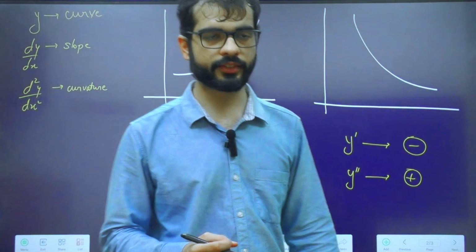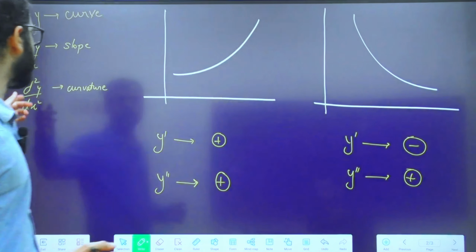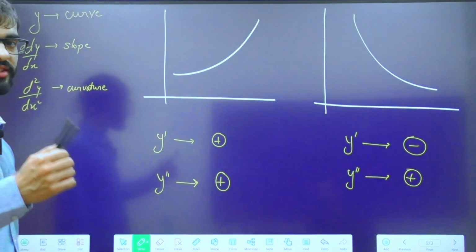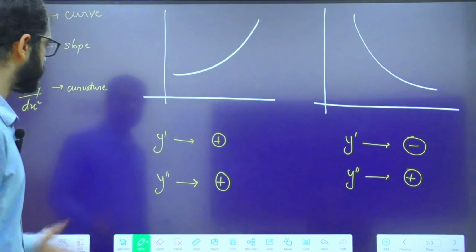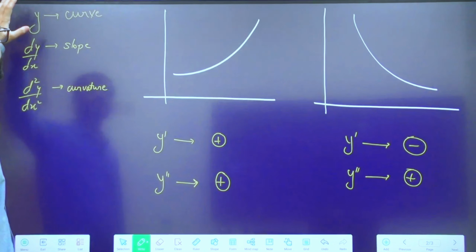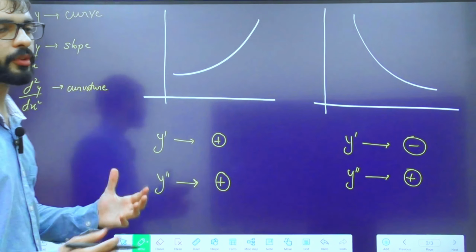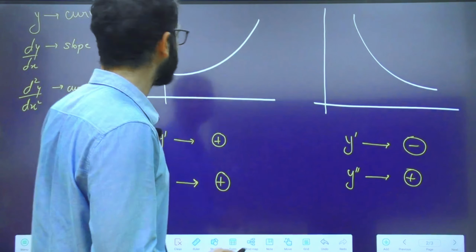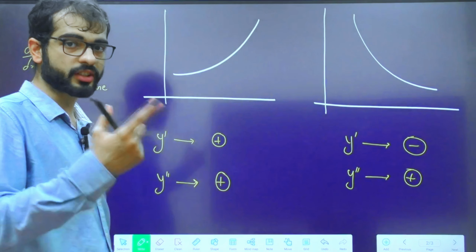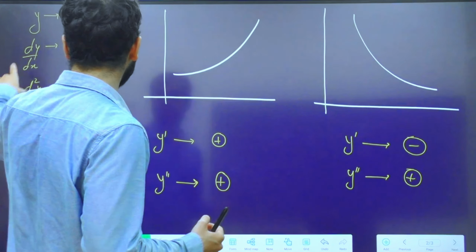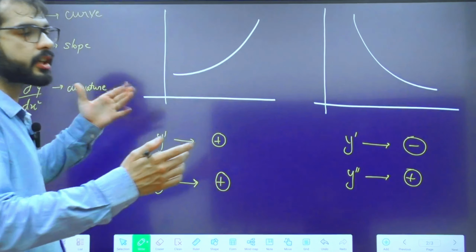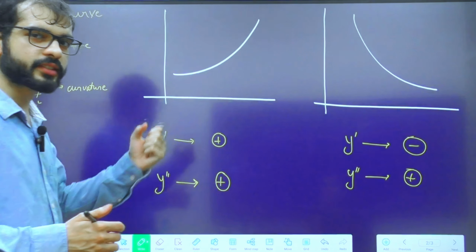Let's discuss the idea of why d2y by dx square determines maxima or minima. So let's understand the basics. Let's say y is the curve. Y represents any curve on the graph. dy by dx will represent the slope or the gradient. So now d2y by dx square can be said to be the rate of change of slope. But let's try to understand what that actually means.